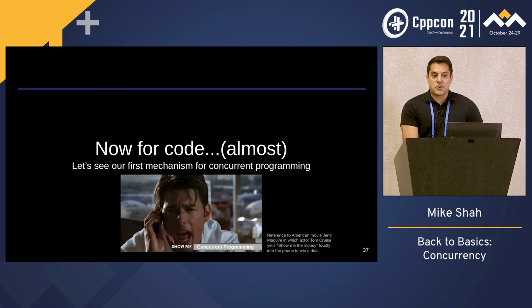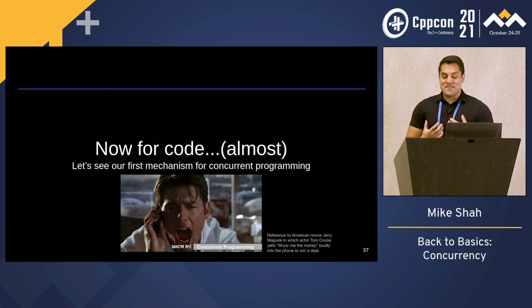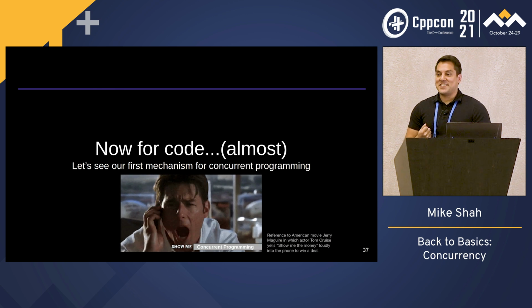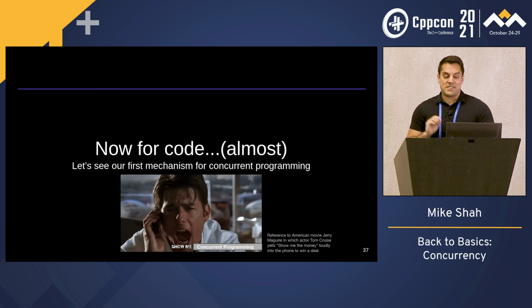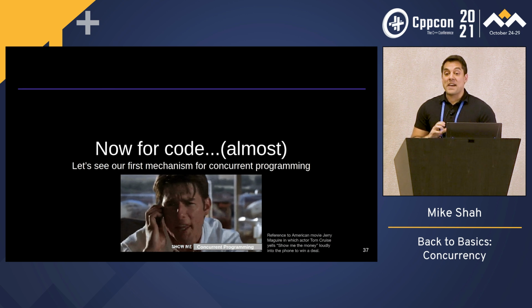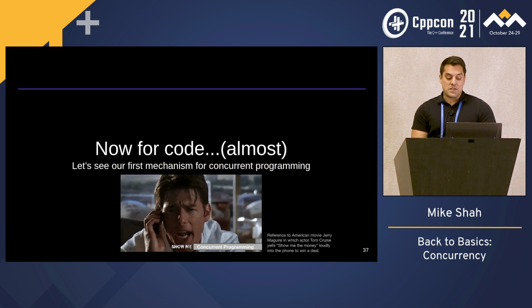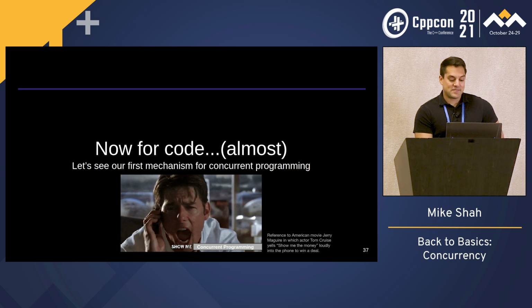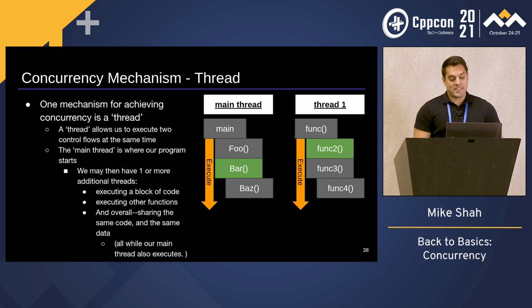All right, so we've got our sort of motivation and some of the core ideas. So now, is it time to just start coding? Well, almost. Let's first see what our mechanism is for doing the concurrent programming. Our mechanism is something called a thread. This is our tool as a programmer, one of our tools of many for doing concurrency. It's not the only one, but it's the one I'm going to focus on primarily today.